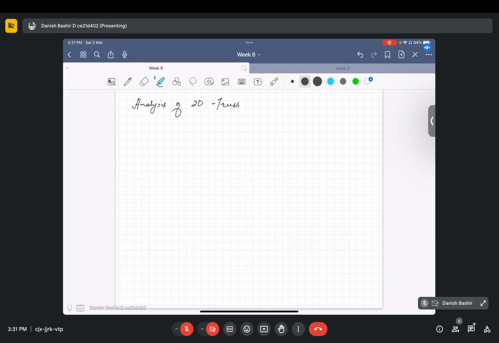I will briefly take you through the basic formulation of the equations of 2D truss, and then we will solve a numerical problem over this. Okay.